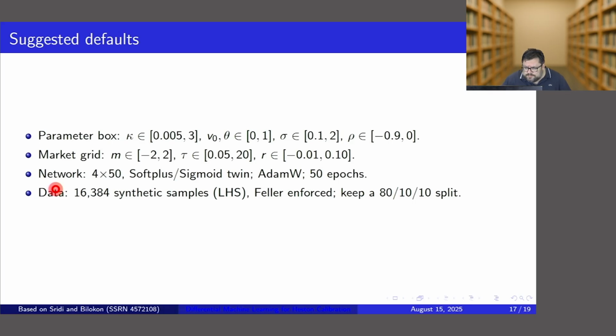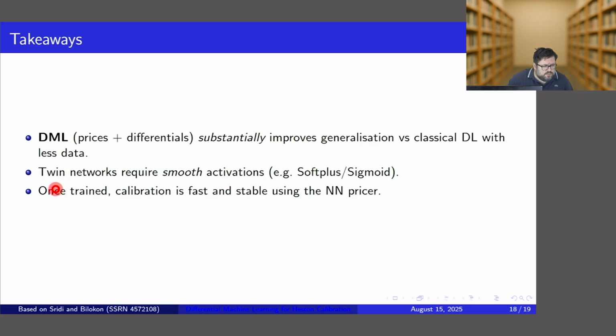Log experiments and keep a lightweight hyperparameter sweep. We run quick grid sweeps on learning rate and lambda once per model. This iterative approach beat chasing bespoke magic for months. Now, to summarize, the main takeaways are: differential machine learning, training on both price and gradients, substantially improves generalization versus classical deep learning and does so with less synthetic data.